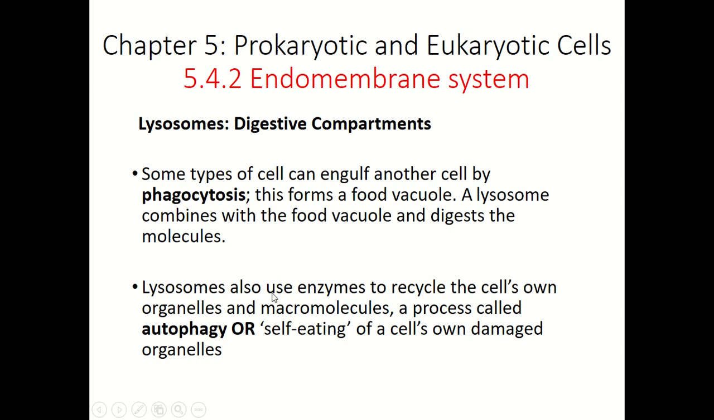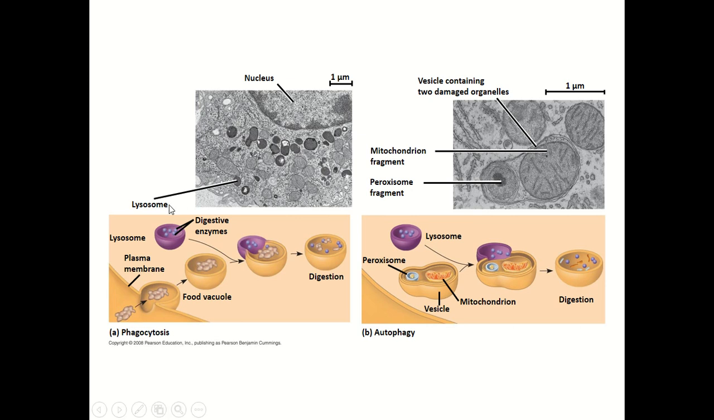So the lysosome uses enzymes to recycle the cell's own organelles and macromolecules, and that process is known as autophagy, or self-eating of the cell's damaged organelles. So if there are any damaged organelles or unwanted molecules inside the cell, the lysosome is the one that is responsible to digest them or to remove the damaged organelles. So as you can see here, the phagocytosis, how does it look like?